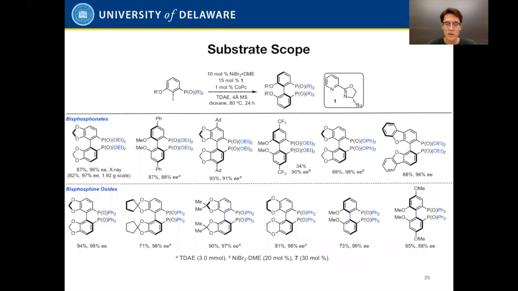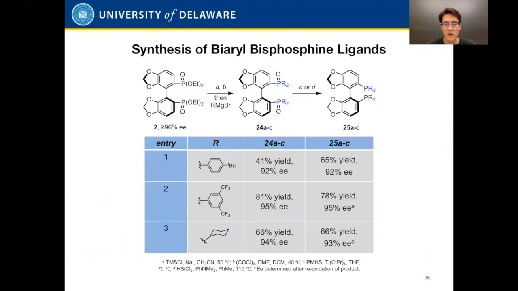With the optimal conditions in hand, the substrate scope was evaluated and it proved to be broad. Both phosphonates and phosphine oxides could be tolerated with varying electronic properties, and substitution on the phosphonate group could also be changed. To showcase the synthetic utility, several biaryl bisphosphine ligands were synthesized from a single precursor.